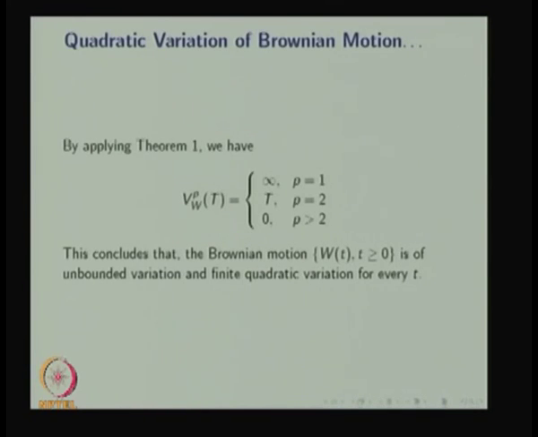So the example we have taken is g(t) equal to t square. For that, the first order variation is finite and the further variations are 0, whereas for the Brownian motion the first order variation is infinity, that is unbounded variation, and the second order variation is a finite value, that is capital T, and the further variations are 0. This concludes that the Brownian motion is of unbounded variation because for p equal to 1 the variation is infinity, and has a finite quadratic variation because for p equal to 2, the value will be capital T for every T.